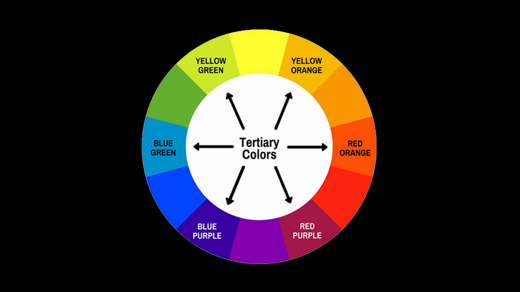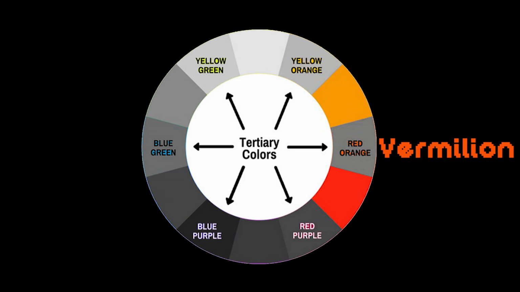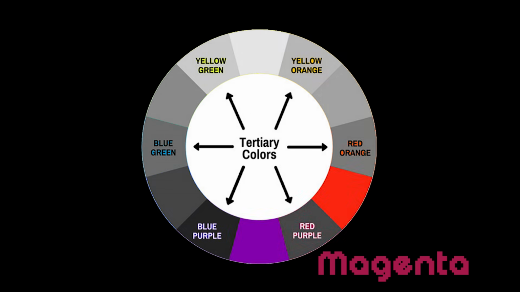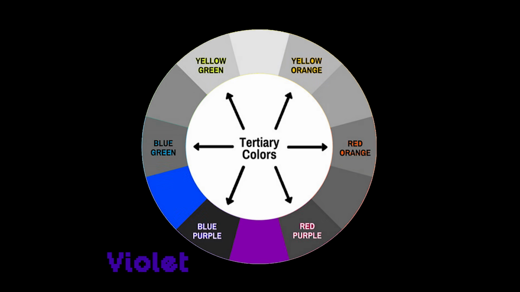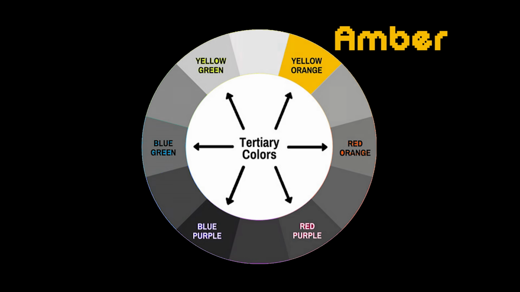Tertiary colors, also known as intermediate colors, are created by mixing equal amounts of a single primary color and a single secondary color and consist of lemon, vermilion, a mix of red and orange, magenta, a mix of red and purple, violet, a mix of blue and purple, teal, a mix of blue and green, chartreuse, a mix of yellow and green, and amber, a mix of yellow and orange.